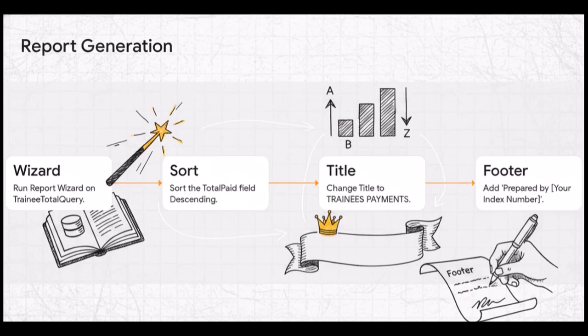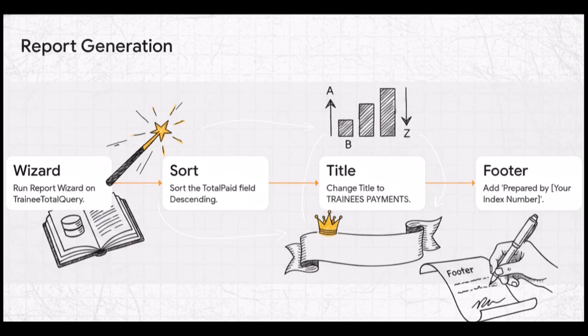Step 2. In the sorting options, choose Total Paid and set it to Descending. This ensures the highest payments appear right at the top. Step 3. Once the report is generated, switch over to Design View and change the main title label so it reads exactly TRAINEES PAYMENTS in all caps. And Step 4. Insert a text box down in the footer that says Prepared By, followed immediately by your actual exam index number.